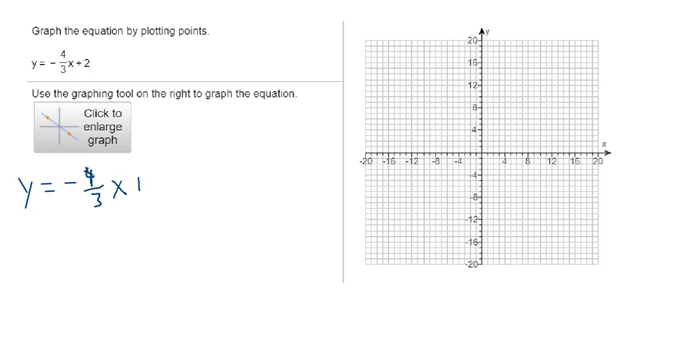-4/3 x plus 2. So again, we need to find a handful of solutions. And if you recognize, this equation's pretty similar looking to the last one. Now there is a fraction there, but the structure of the equation is pretty much the same. And so you should probably expect the same kind of graph. It's going to be a line, right? But to find where that line is located, we need some solutions. And to find solutions, we're going to have to pick some numbers for x, plug them into the equation, let the equation tell us what y is equal to.